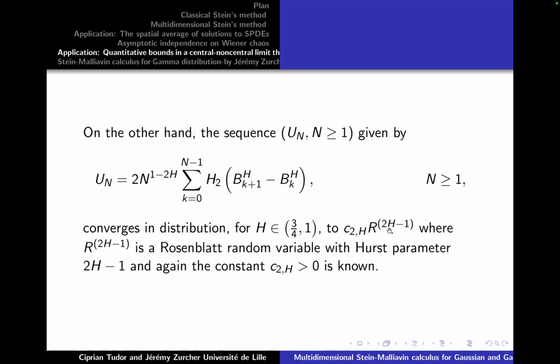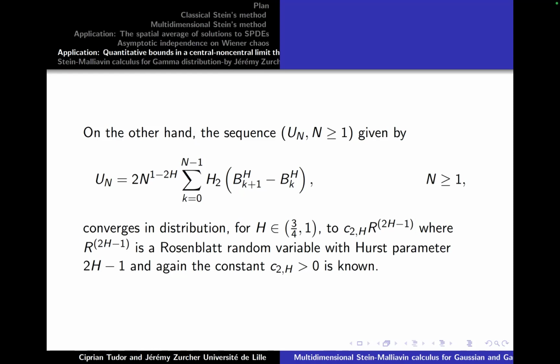This is called the Rosenblatt random variables. The first contribution comes from Dobrushin and Peter Major, I think, in the 70s. And this is a non-central limit theorem because you have a non-Gaussian distribution at the end. So what can we do with my method?